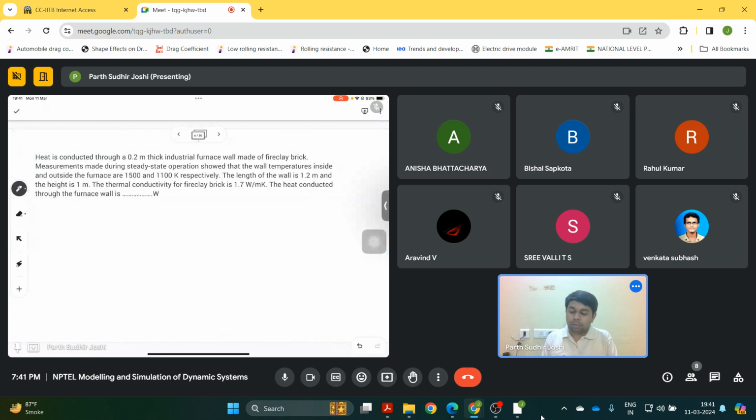So here we have this problem which is related to thermal systems. It says that there is an industrial furnace wall made of fire clay brick, and it is 0.2 meters in thickness. Measurements during steady state operation showed that the temperatures on the inner and outer surface of the furnace wall are 1500 and 1100 Kelvin, and we have been given the length and the height of the wall and the thermal conductivity for the fire clay brick. What we have to find out is how much heat is conducted through the furnace wall.